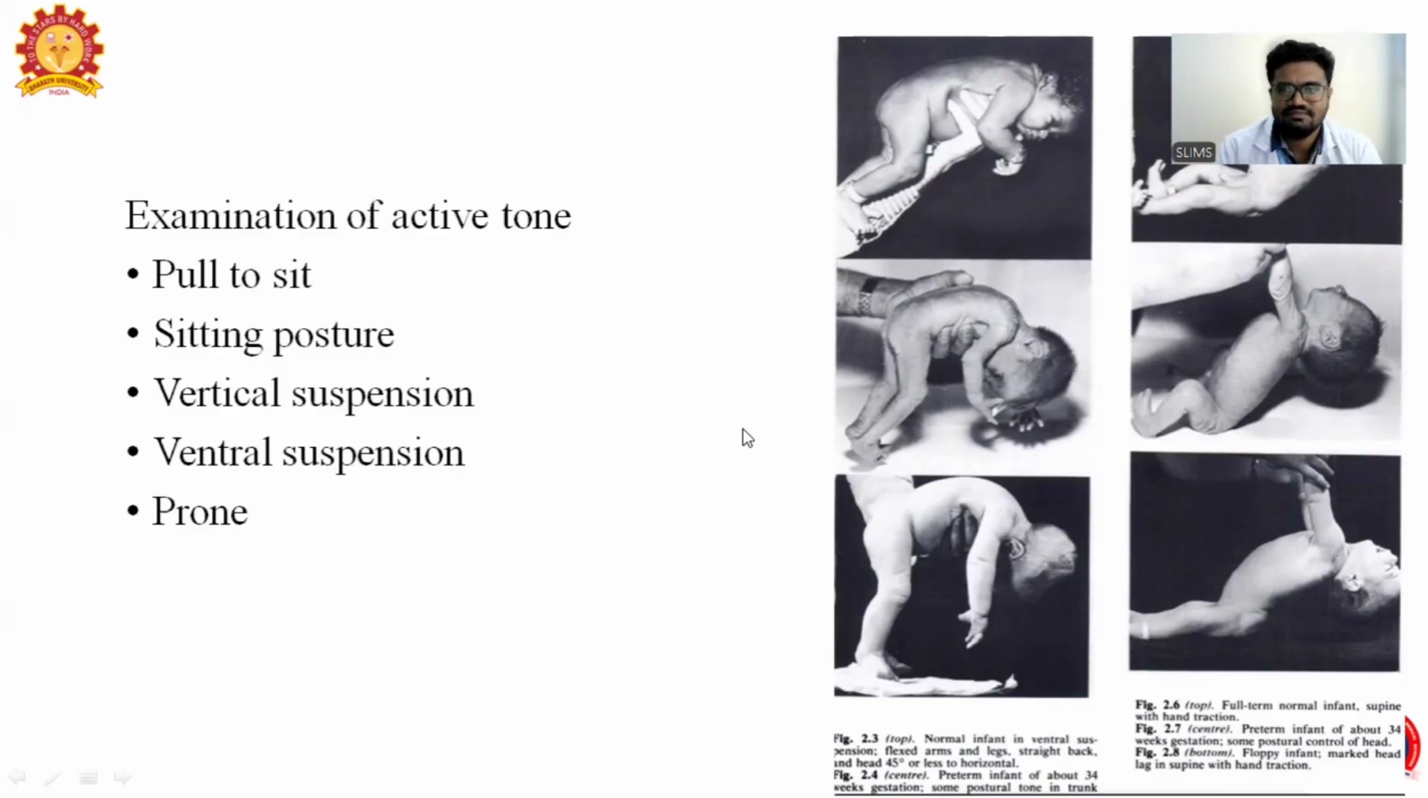And if you hold the baby in a vertical suspension, the baby slips off and the legs won't be flexed, the legs are straight. And if you do a ventral suspension, see, this is a normal baby, ventral suspension, the back is straight. But here, the baby is curved and this is even more floppy, where the baby's head is also low, the hands are directed downwards and the legs are directed downwards. And when you do a prone position, the baby doesn't raise the back. So these are the examination of active tone.